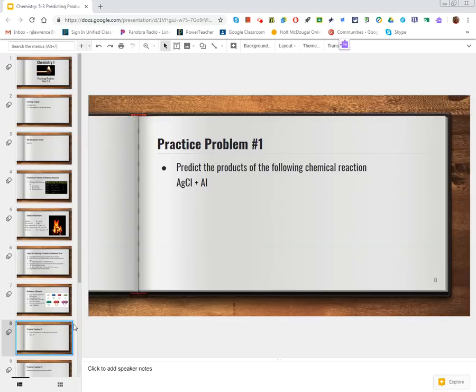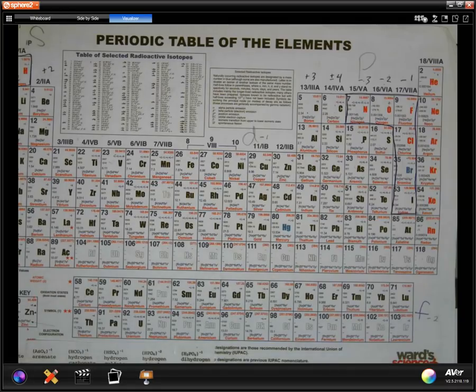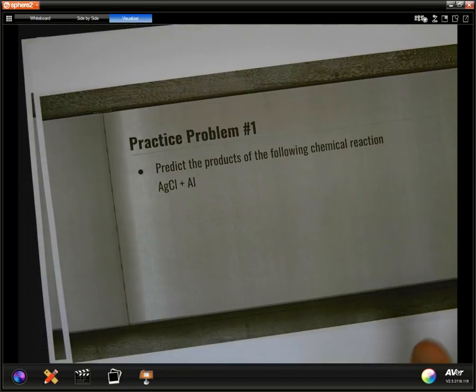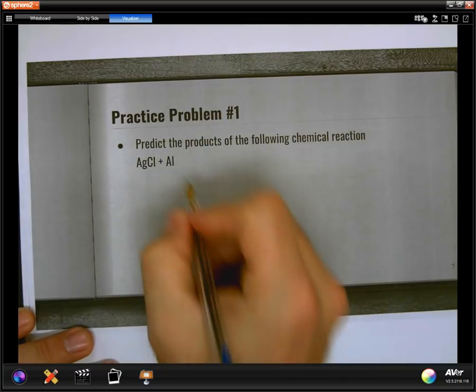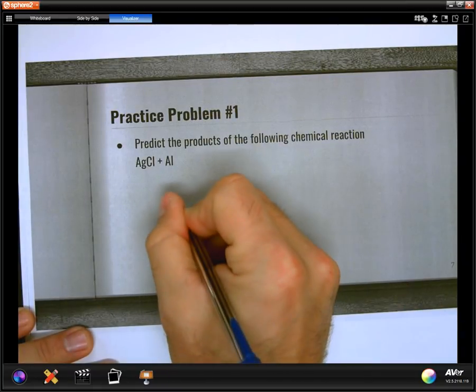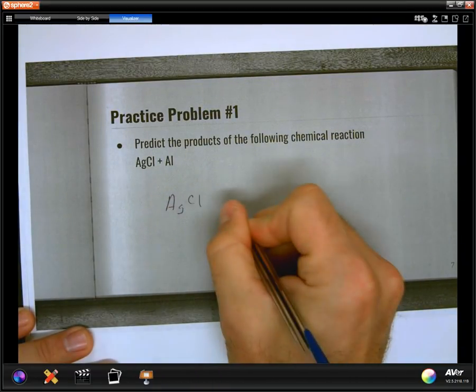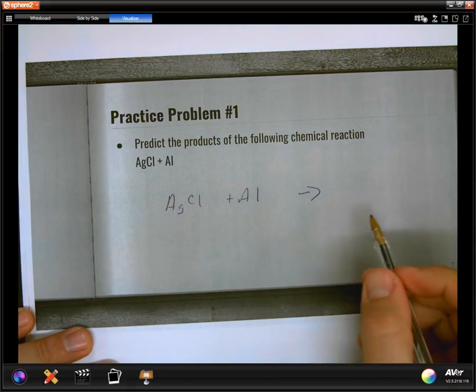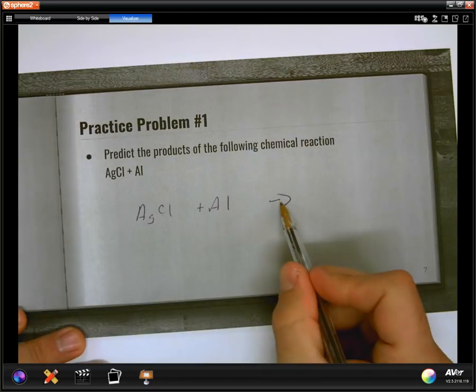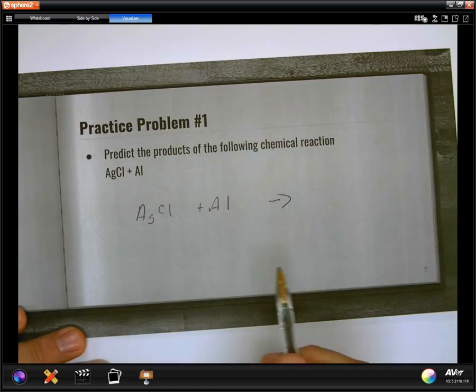All right, so we're going to predict the products of the following chemical reaction of silver chloride and aluminum. So what we want to do is go ahead and write this out. We have AgCl plus aluminum. And what we're doing is we're predicting the product. So that means we're drawing our arrow and we're trying to guess what will form here.